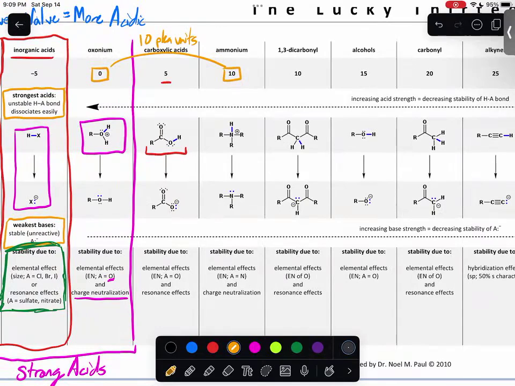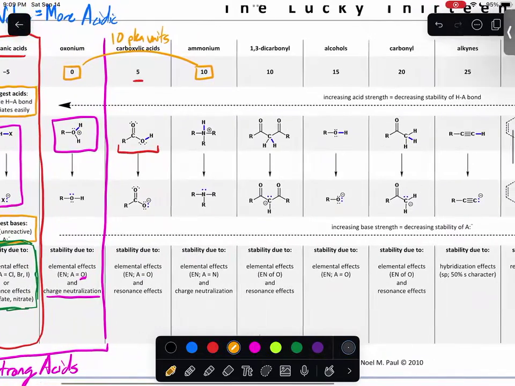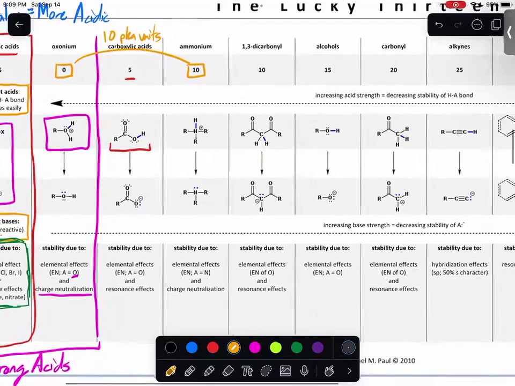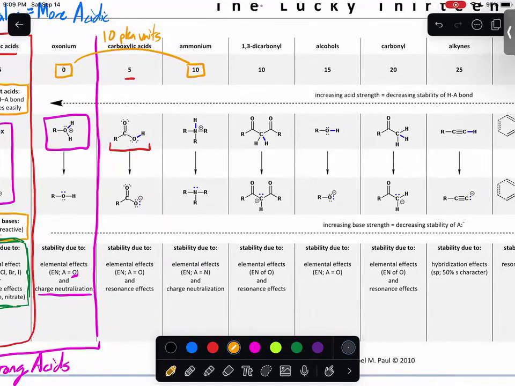Now then, next one up is dicarbonyls. So this is a group that we haven't looked at very much yet, but it's very important because if you take a look at the acid and conjugate base, you can see that the carbon with the negative charge has resonance with both oxygens beside it, right? It can do resonance in either direction. And because of that, it actually has a relatively mid to low pKa right around 10. Next up is alcohols, right?